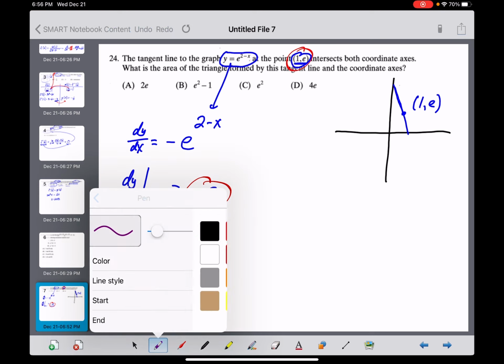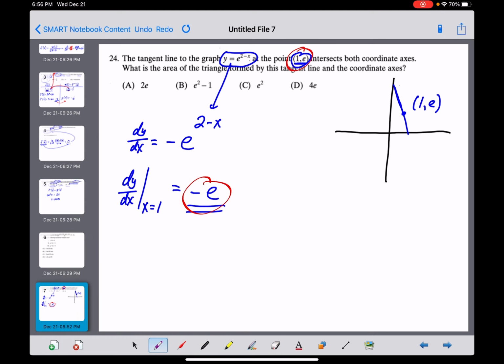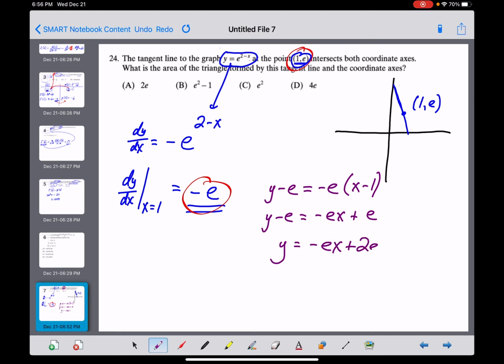So let me switch to purple here. I'm going to find the equation of this tangent line. y minus your y-coordinate, which is e, equals the slope of your tangent, negative e, times x minus 1. Let's solve that for y. y minus e is going to equal negative e times x plus e. Add that e to the other side, and we're going to get y equals negative e times x plus 2e.